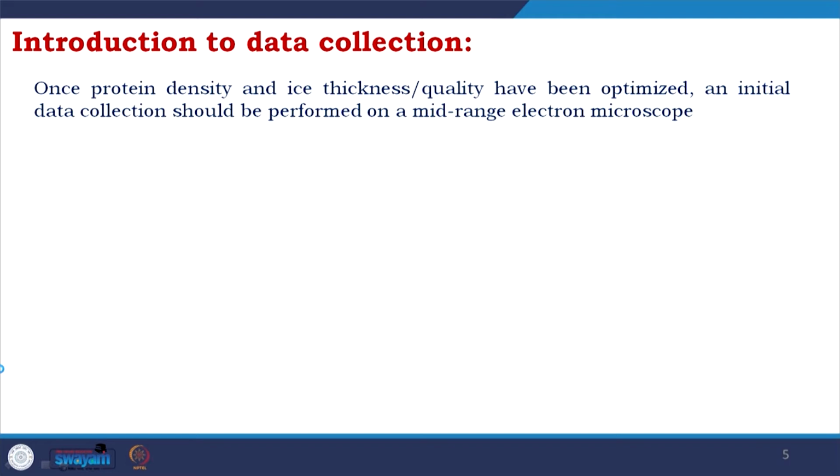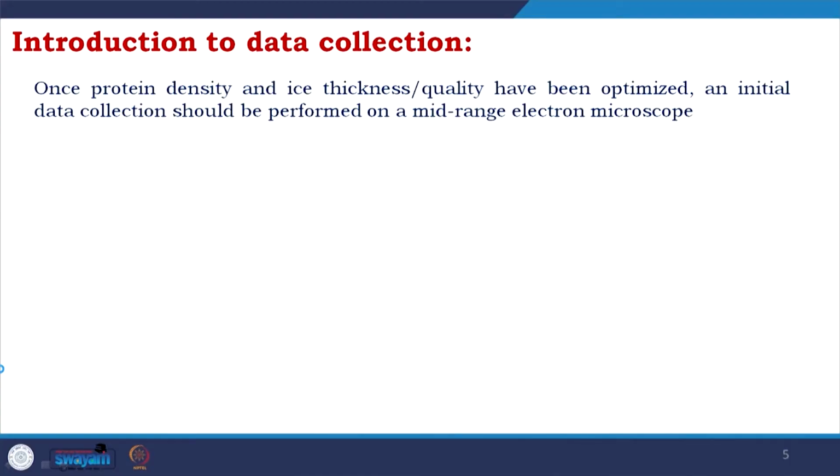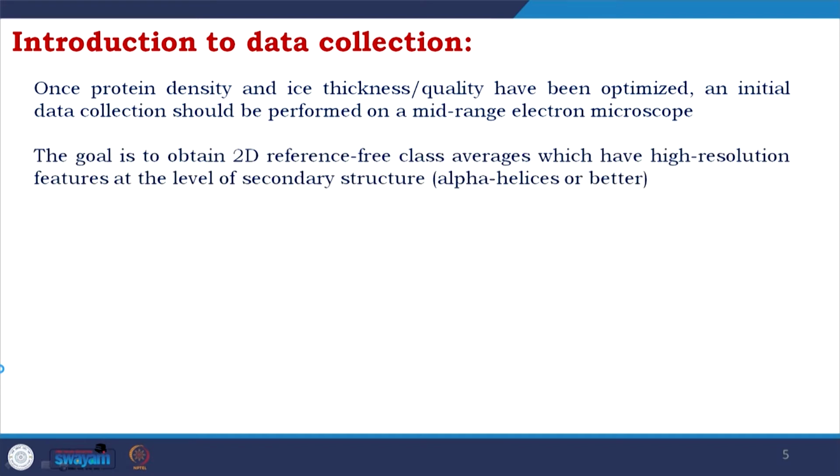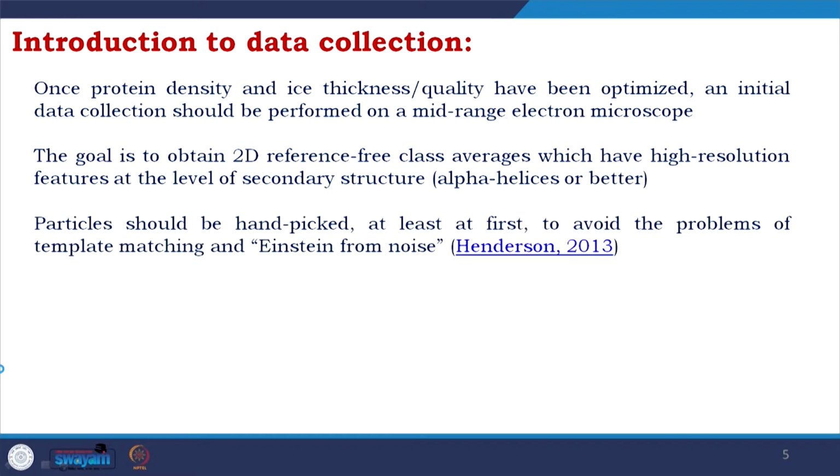Once the protein density and ice thickness or quality have been optimized, we talked about that: the protein being homogeneous, and the ice being transparent, which is called the process of vitrification. Initial data collection should be performed on a mid range electron microscope. What the range is, we will talk about. The goal is to obtain 2D reference free class averages which have high resolution features at the level of secondary structures, like alpha helices, where there are stable structures.